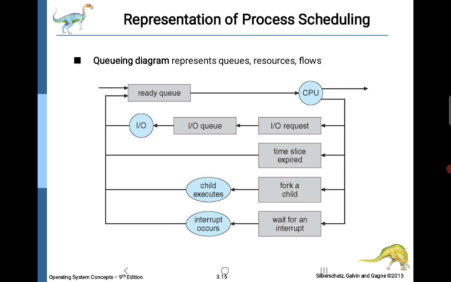Otherwise, it's either waiting for an input-output request, so it will go and join an input-output queue, or the time slice that was given to this process has expired. So it will again go and join the ready queue because it's ready. It's waiting for nothing.